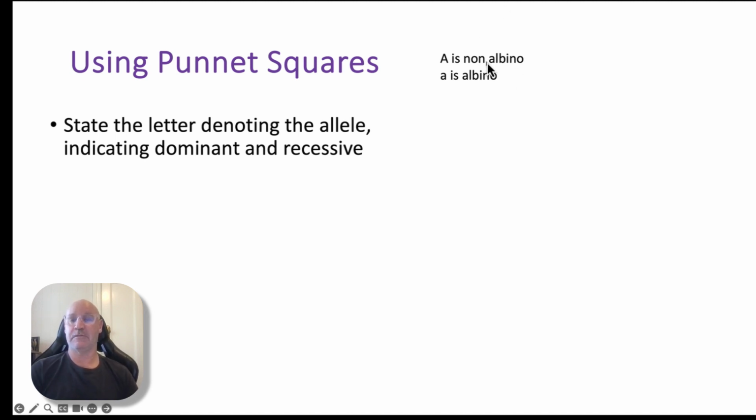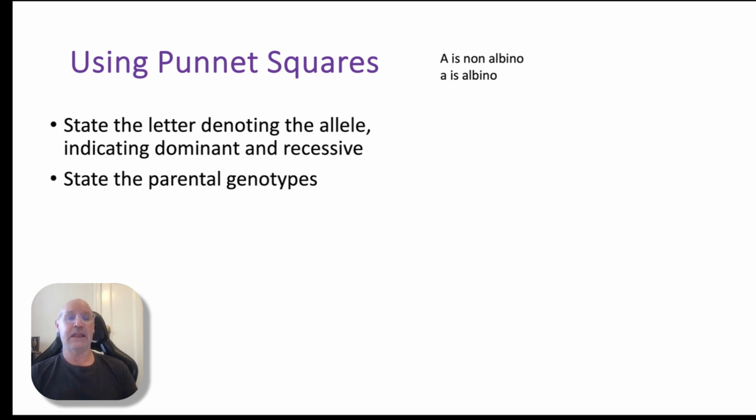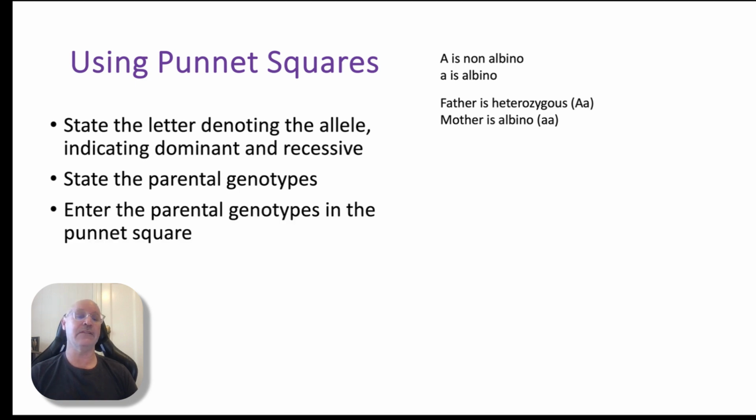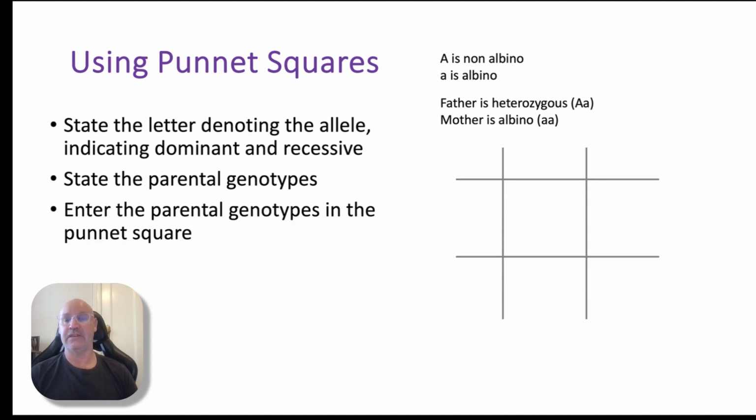So this scenario is going to be about albinoism, and it's a recessive trait. So the capital A is the non-albino genotype, and lowercase a is the albino genotype. So that's the first step. Next thing we need to do is state the parental genotypes. In this case, the father is heterozygous, so capital A, lowercase a, so they're a carrier. And the mother is albino, so she's homozygous recessive. Next thing we do is enter the parental genotypes in the Punnett square. So here's our Punnett square.